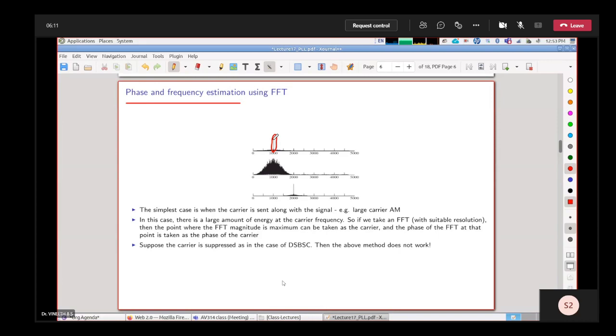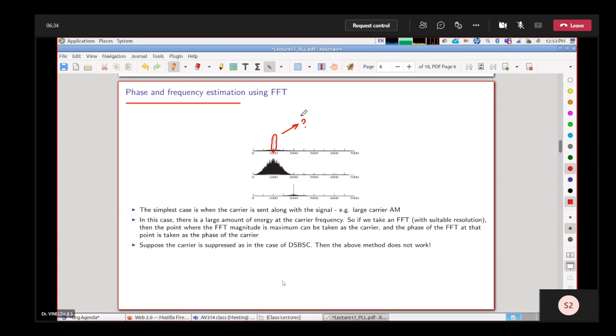Is this clear what we are doing? Any questions on this? This is a rather simple technique, very close to what our intuition says. If you want to find out what the frequency and phase is for a carrier, just plot its spectrum and see. That is essentially what we are saying here.